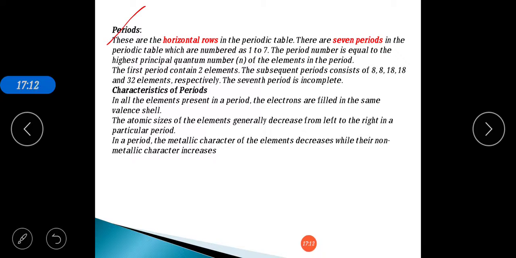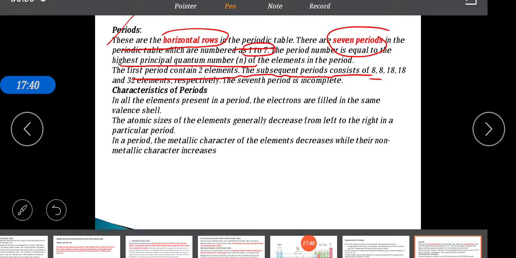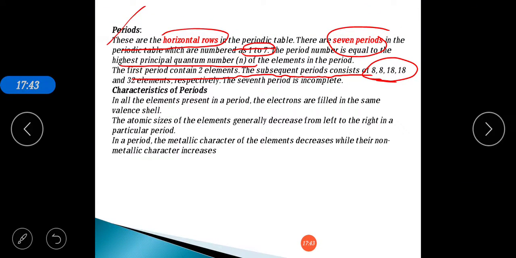Periods. These are horizontal rows in the periodic table. There are 7 periods in the periodic table, numbered from 1 to 7. The period number is equal to the highest principal quantum number of the elements in the period. The first period contains 2 elements. The subsequent periods consist of 8, 8, 18, 18 and 32 elements respectively.